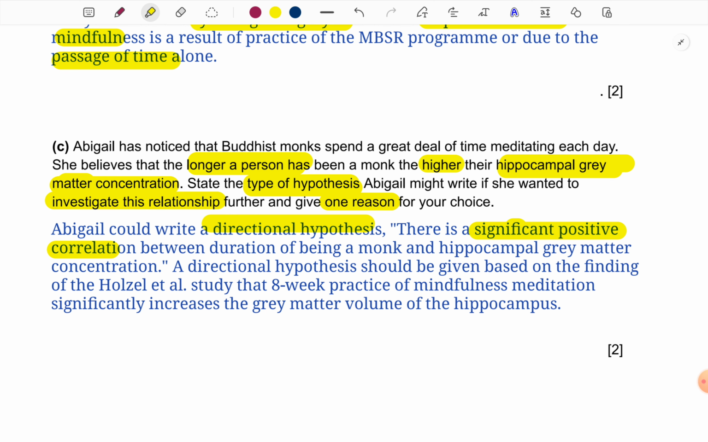Now we have to name the variables. Standard format of writing a correlational hypothesis. So one is duration of being a monk, that is one variable, because they've said the longer a person has been a monk. So that translates to duration of being a monk, and hippocampal gray matter concentration. This is the second variable, so we have to write this.